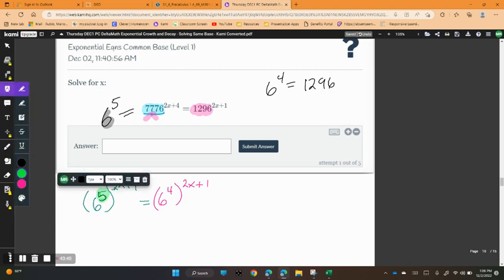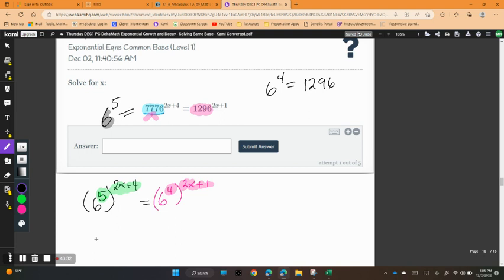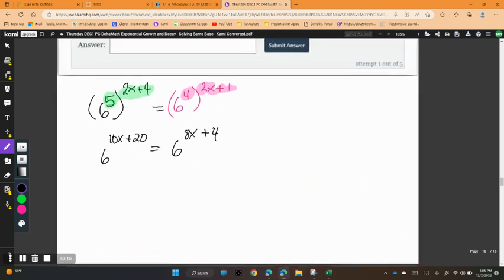I've got to multiply all of this times all of this. And then I'm going to multiply this times all of this. I'm going to keep my base the same. So I've got 6. 5 times 2x is 10x. 5 times 4 is 20. And on this side of the equation, I've got 6 base, and 4 times 2x is 8x. 4 times 1 is 4.